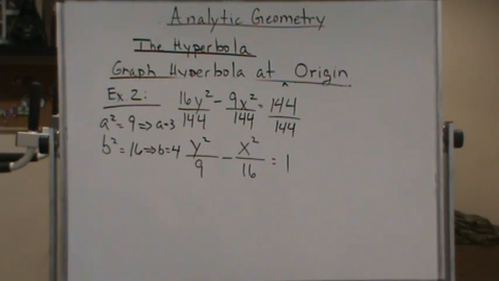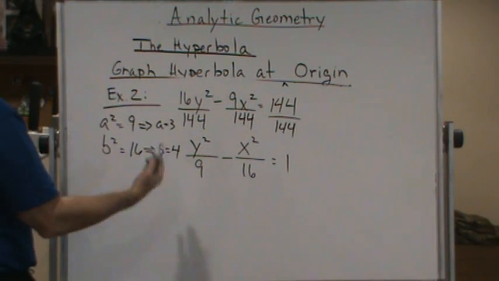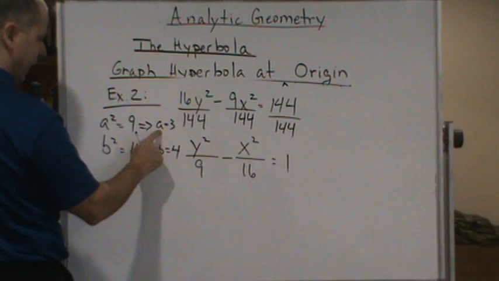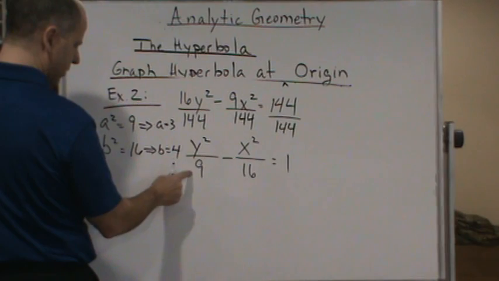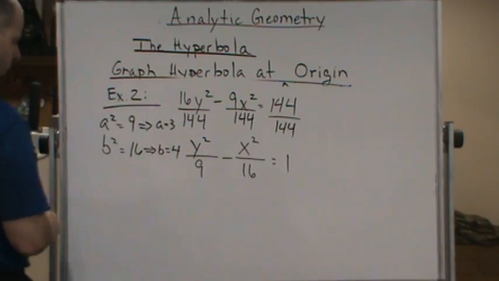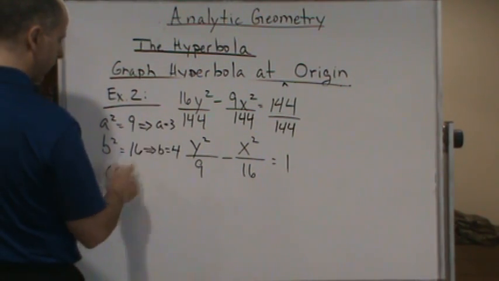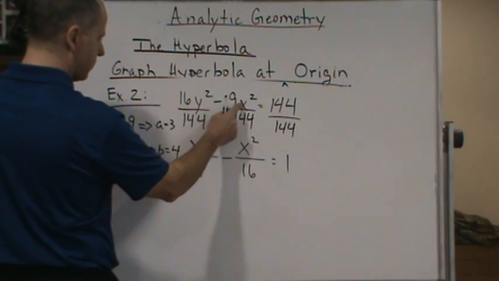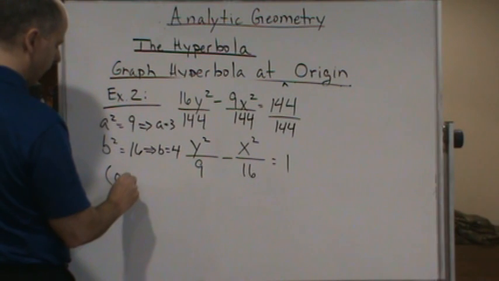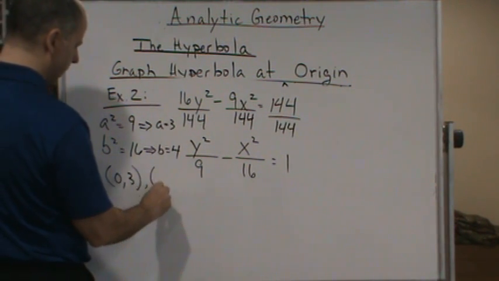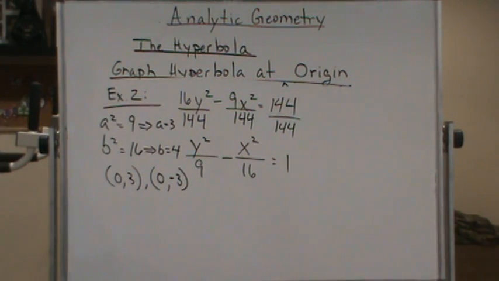Okay, now, what do we need to know? Well, we need to know where the vertices are, right? So the vertices are located with the A. The A is going to tell us the vertices. Notice the vertices are along the y-axis, right? A is below the y. So that means the vertices are going to be along the y-axis a distance from the center. Now where's the center? 0, 0, right? It's in that form, okay? So now it's going to be 0, 3 is one vertex, and the other vertex is 0, negative 3, okay?